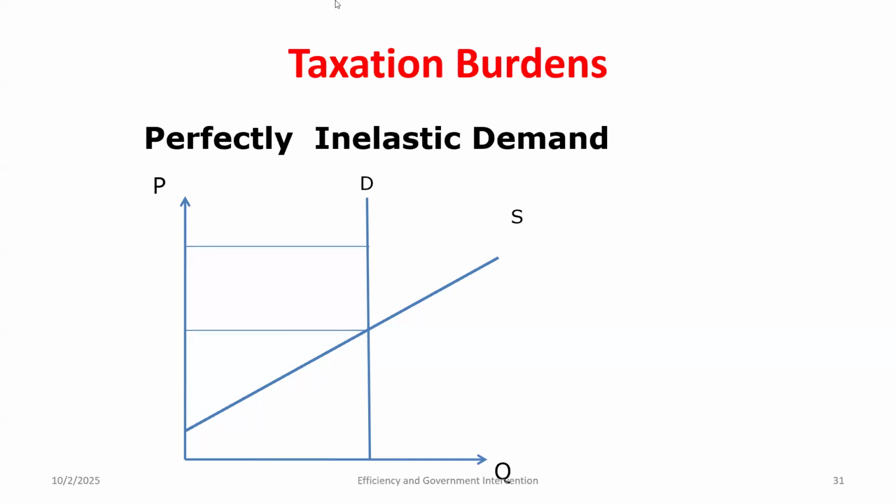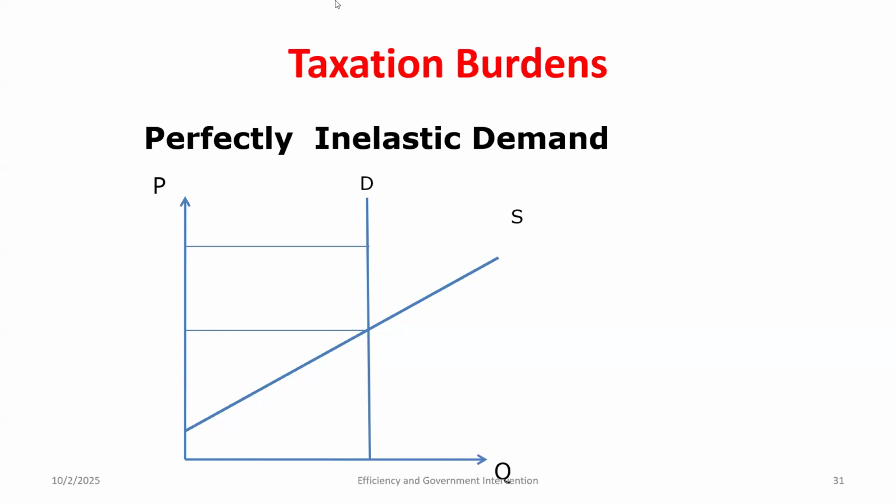Now, obviously, nothing is probably truly perfectly elastic, but understanding the extremes, whoever is more elastic can avoid a lot more of the burden. If consumers are perfectly elastic, suppliers will bear the entire burden. Okay? Now, we would still have what? Some deadweight loss here. Here's our kind of tax revenue.